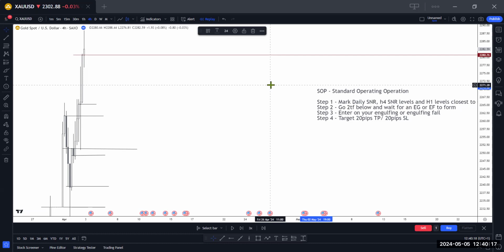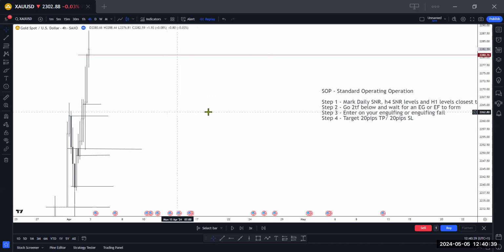Please don't forget this. The same thing on H1 too. So H4, H1, daily, always mark. Check H1 every 1 hour. So when the 1 hour candle closes, go back to H1 charts. Mark the new H1 SNL you can see. The same thing with H4. When the 4 hour candle closes, go back to H4 chart. Mark the new H4 SNL level you can see. That's how this works.